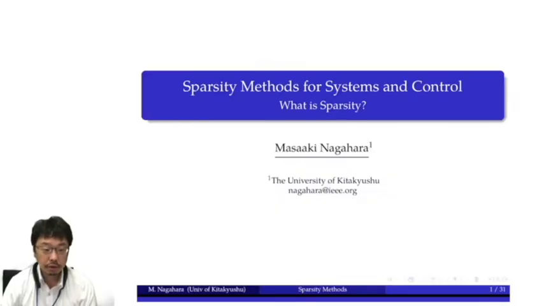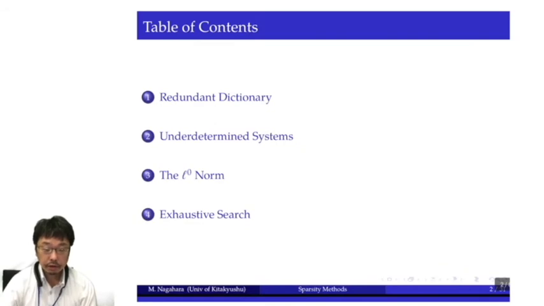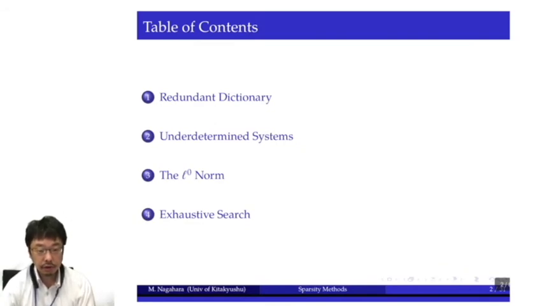Let's start with the first topic. What is sparsity? This is the table of contents of this section. First, we will define redundant dictionary for sparse representations. Then, we will consider underdetermined systems of linear equation. We will also define the L0 norm to mathematically describe the problem of sparse representation.